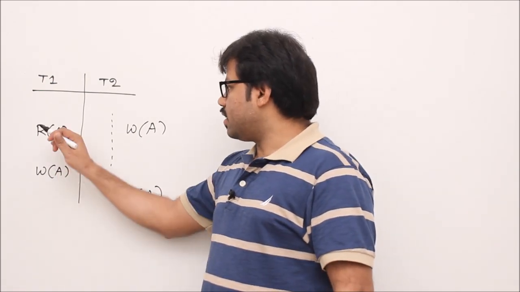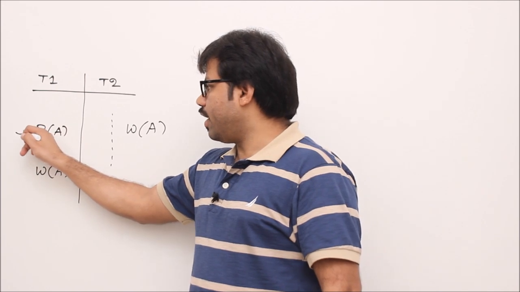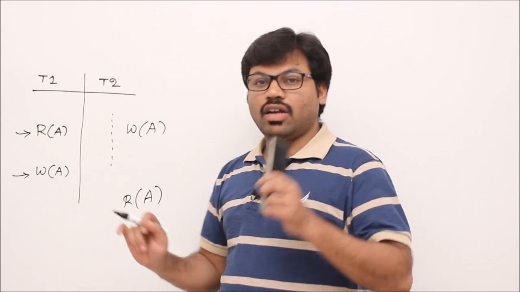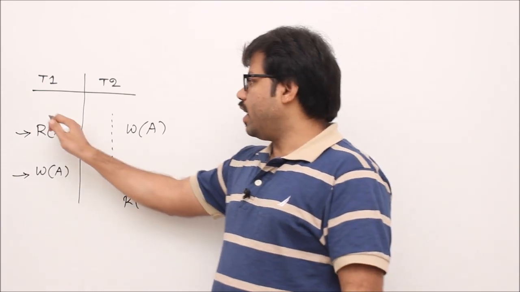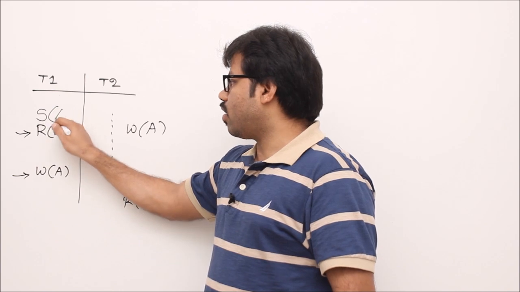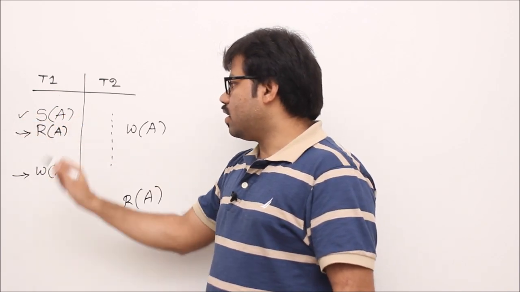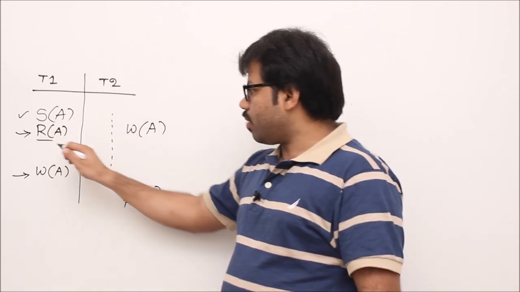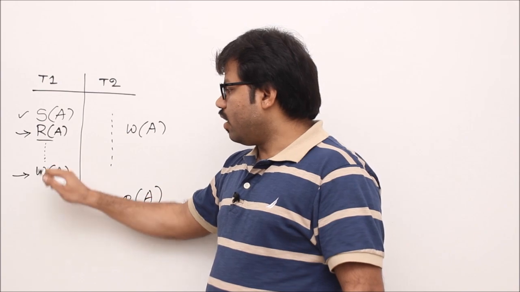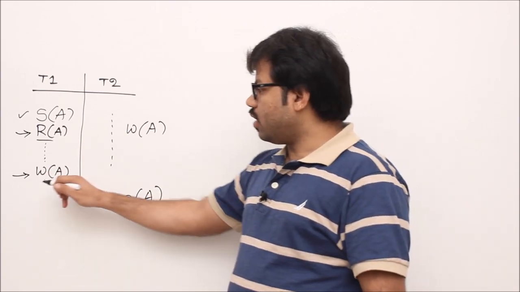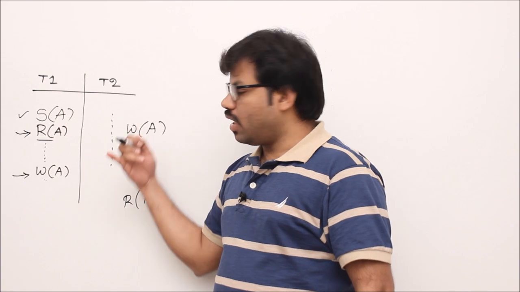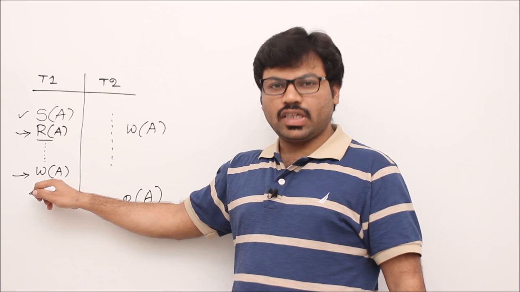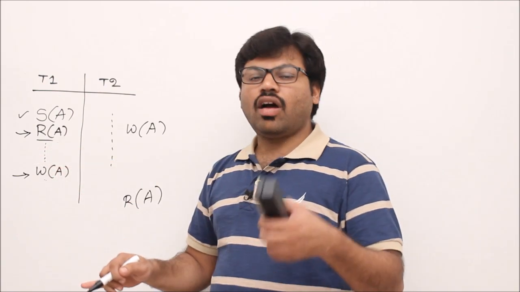Example, see the situation: transaction T1 has a read operation followed by a write operation, and assume that at this moment the lock on A is free. If your DBMS tries a shared lock on A, it will be successful, correct? Since we are going to do a read operation, we make it shared of A. After some time you have write of A. So there are two options.